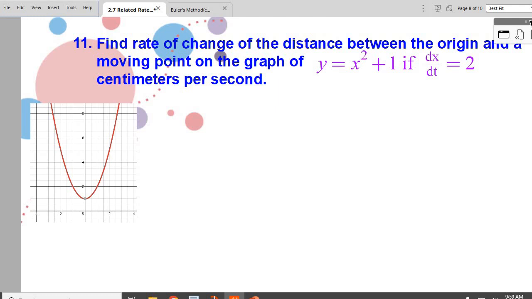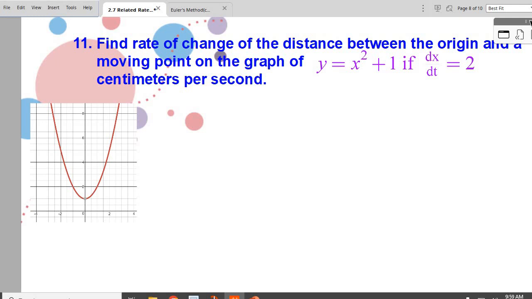So, what do we want to do first? Make a picture. But we're already going to have a pretty picture. What's our second thing? What's the second step in our rate of change steps? Find an equation. But yes, we also have that as well. So then, what can we do?